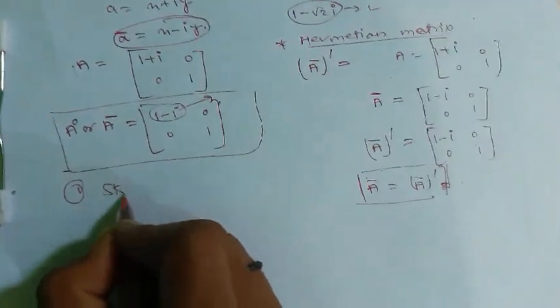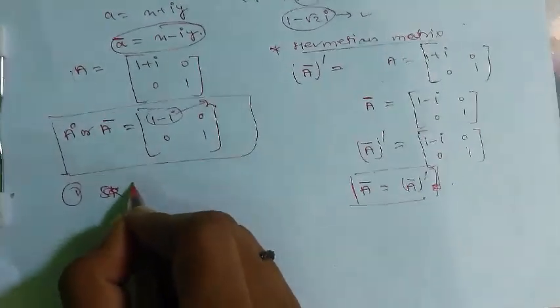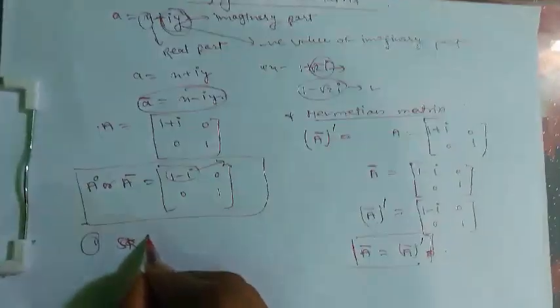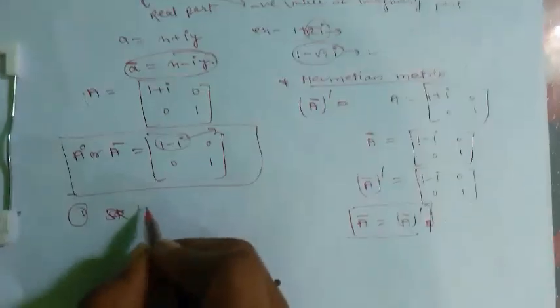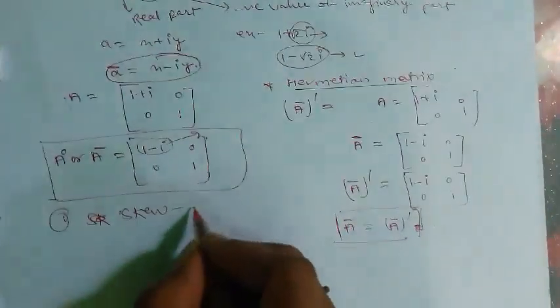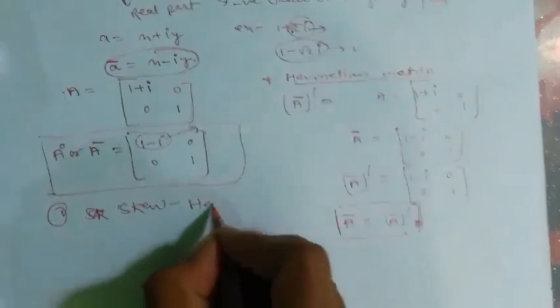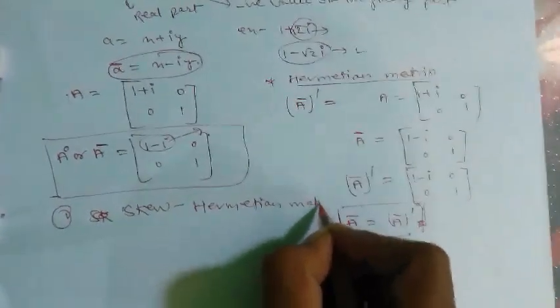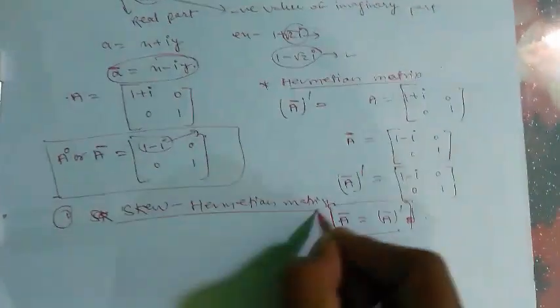Hermitian matrices are also of two types. One is Hermitian and another is skew Hermitian matrix. Okay, one is Hermitian and another is skew Hermitian. So I will let you know what a skew Hermitian matrix is.